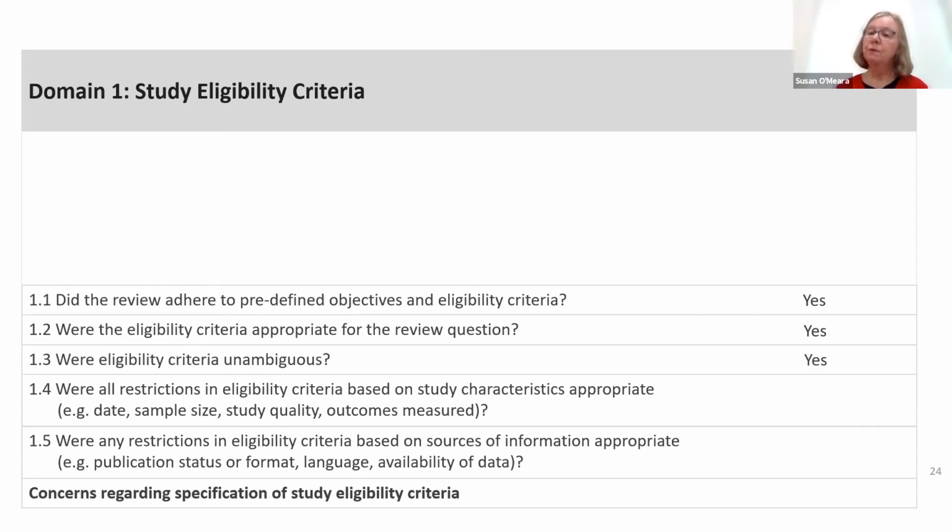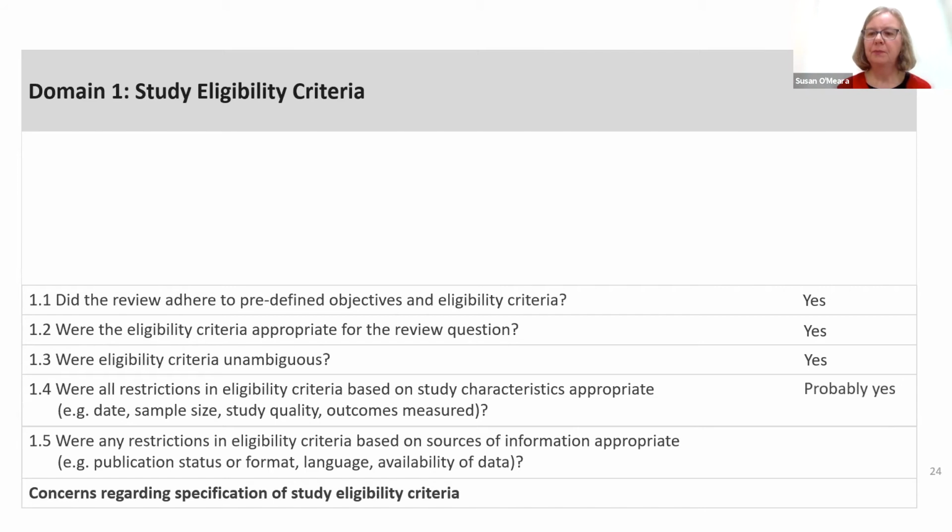So the fourth and fifth questions look at whether there were any restrictions on study eligibility criteria and whether or not these were appropriate. So 1.4 looks at restrictions based on study characteristics. So this is things like the date of publication or the sample size, study quality, or outcomes. Now there was a restriction in terms of outcomes because the review only focused on those three outcomes, the ones I've already outlined. But actually, that seemed to be fair enough, given the focus of the review and the subject area, excuse me.